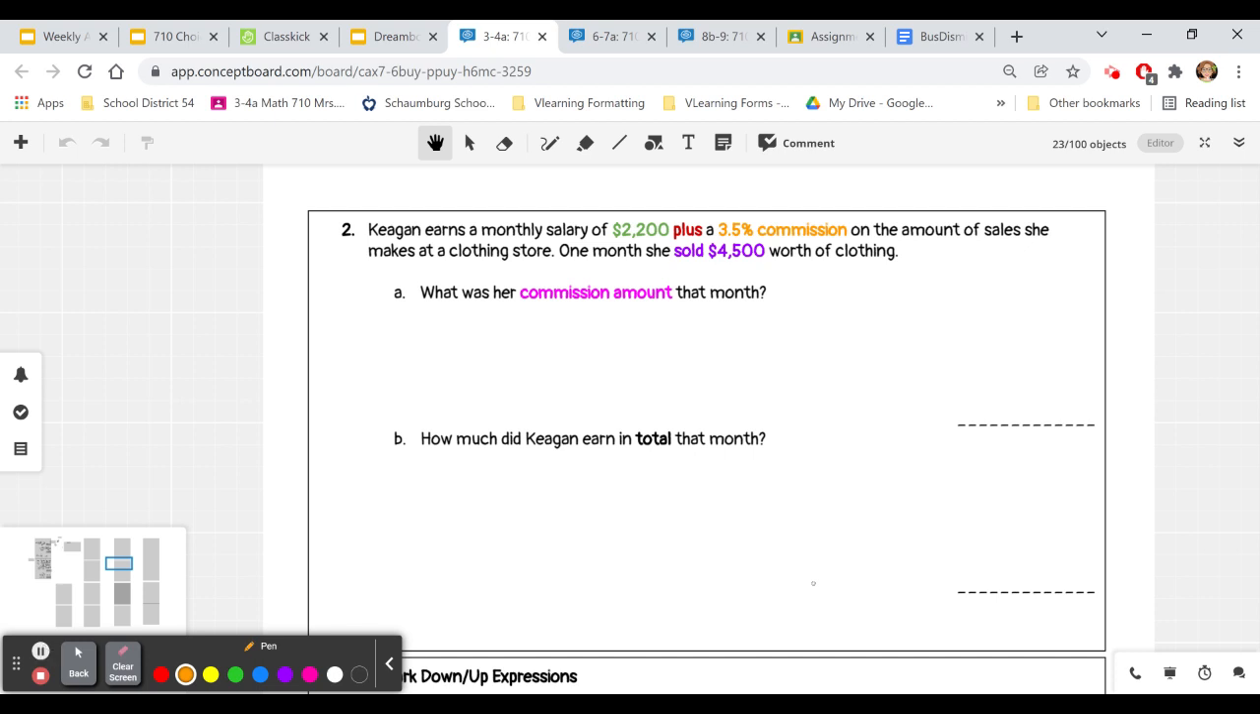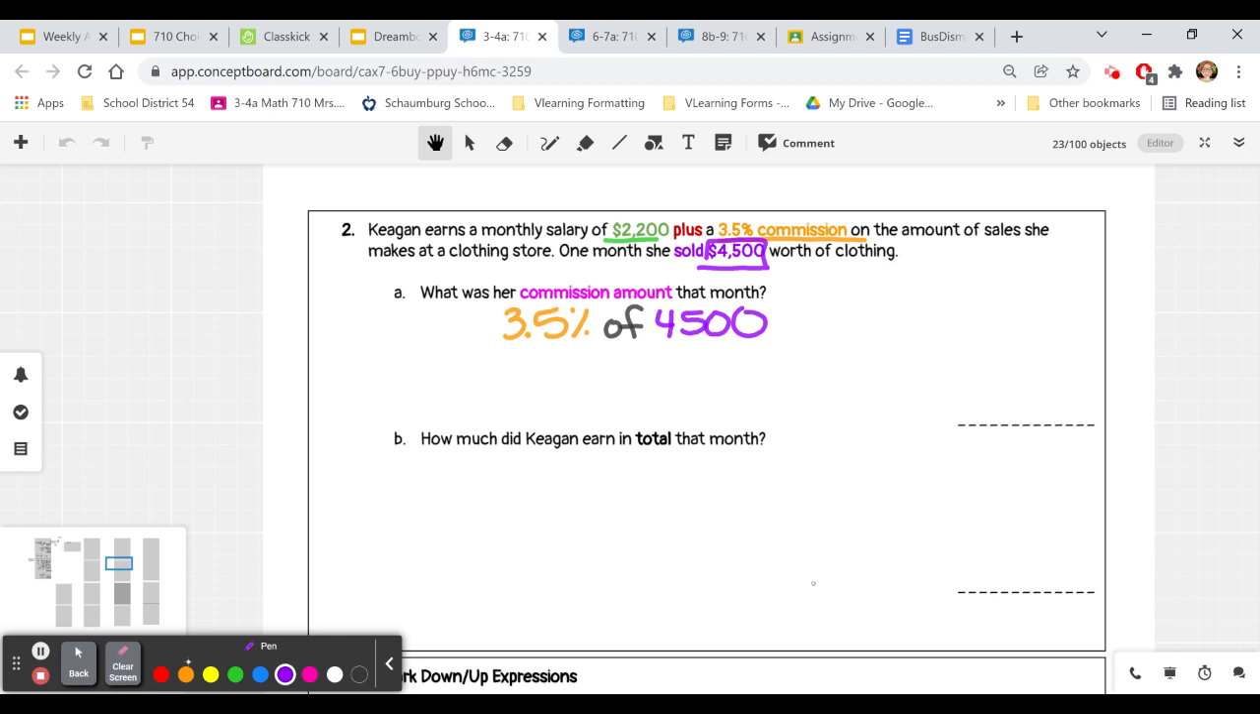Number 2, Keegan earns a monthly salary of $2,200 plus a 3.5% commission on the amount of sales that he makes at a clothing store. One month, he sold $4,500 worth of clothing. Let's find his commission amount. That's going to come from his percent commission, which is 3.5%, and that's going to be of his sales. And we learned that his sales is $4,500.